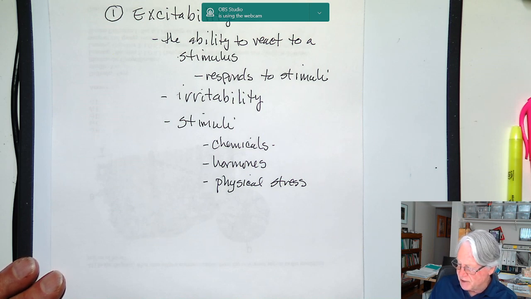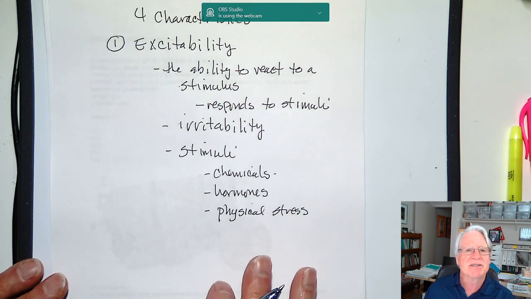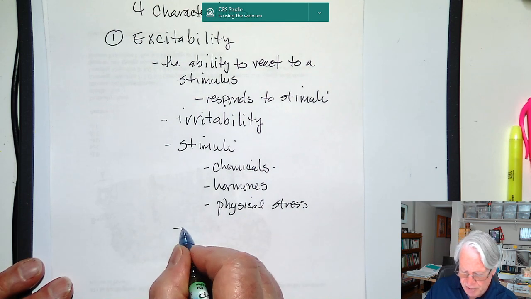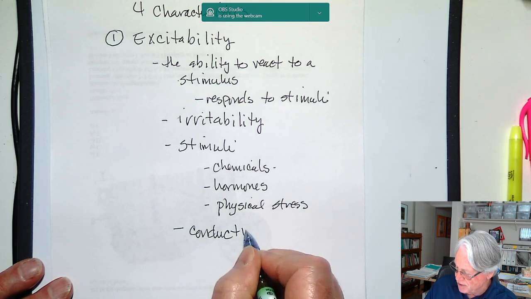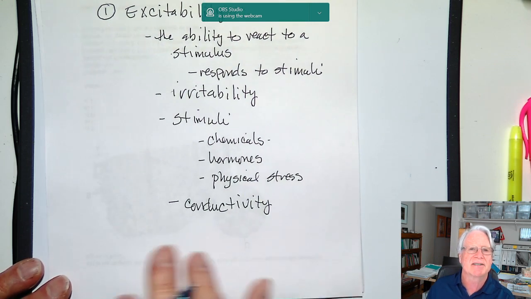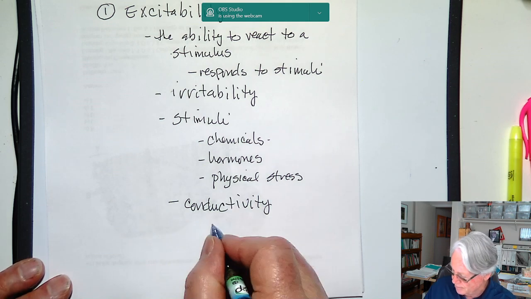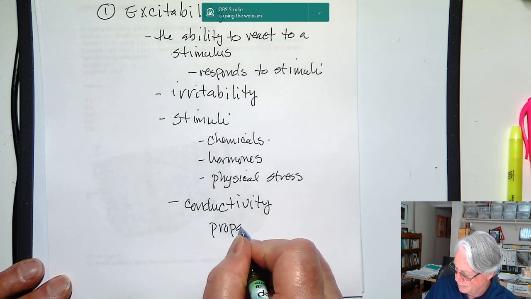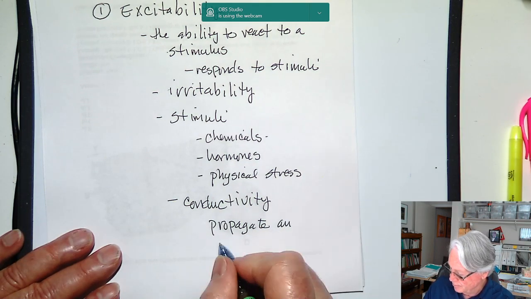Okay. Once excited, once that cell has become excited, within this idea of excitability is another aspect, and that would be conductivity. So sometimes people will list this as a separate idea or concept. Your textbook doesn't. But conductivity is the ability to propagate an action potential.